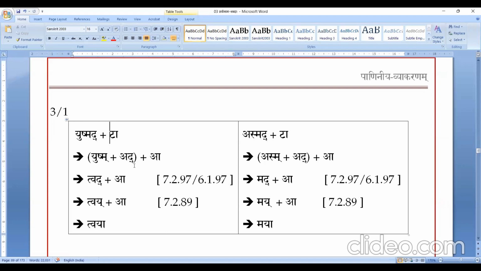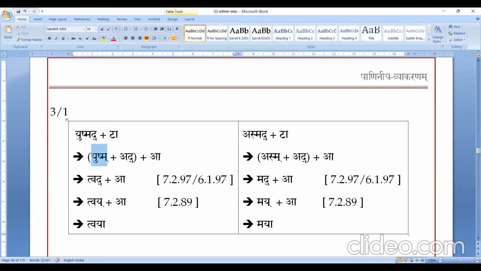So, we have seen 7 to 97. 7 to 97 says, Ekavachane Ishmad Asmadoho, Tva and Ma Adesha will come. Bhakti Pratyaya Pare, Ekatva Katane, Ishmad Asmadoho, Ma Parentasya, Tva Ma Adesho Bhavataha, we have seen 7 to 97. So Tva and Ma Adesha.